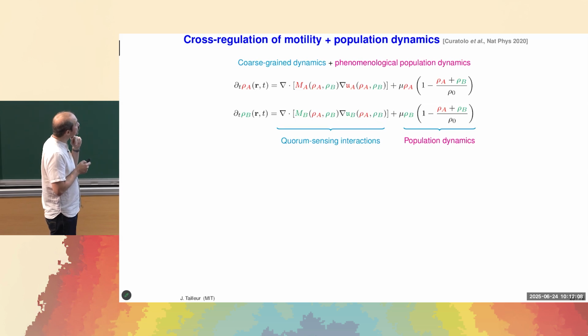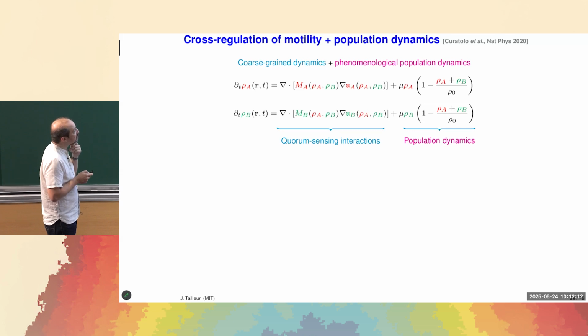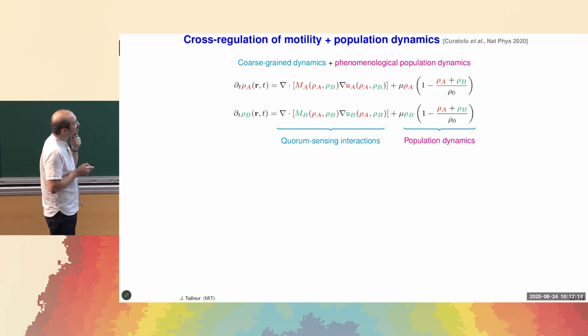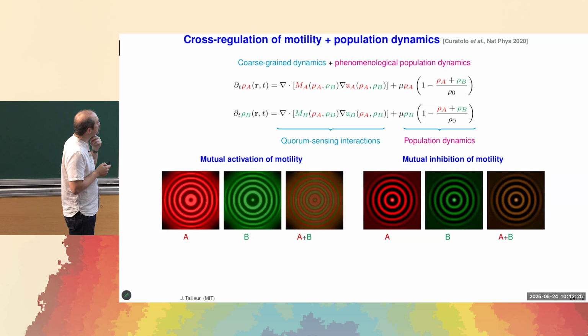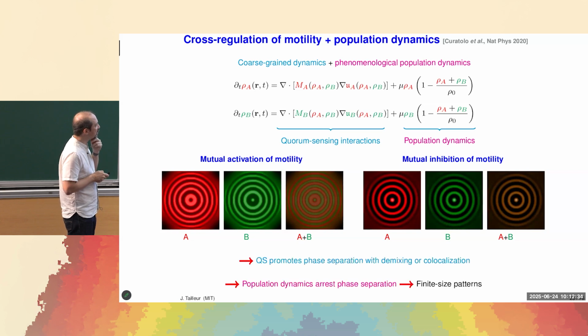So we have two strains, two species, Rho A and Rho B. We have these logistic terms, so they are both growing exponentially, but they're competing for the same food. They're clonal, so that they will be saturating. We have this quorum sensing interaction that gives us this transport term, and we put that in the computer, and we reproduce that if you have mutual activation of motility, you get demixing and the formation of rings. Mutual inhibition of motility, you get colocalization.